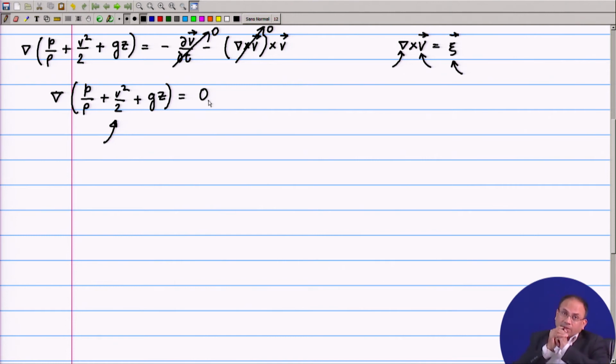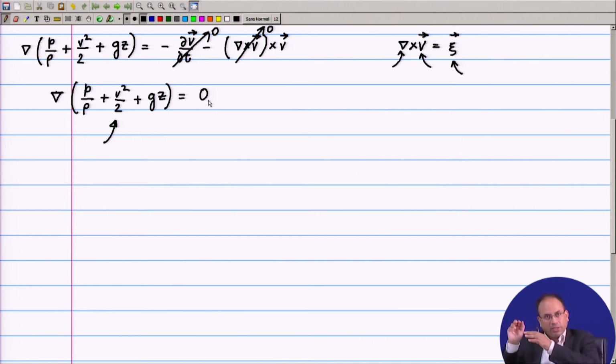Now, similarly, if you think of the gradient of the summation of p by rho, v square by 2, and g z, and I say that the gradient is 0 i, 0 j, 0 k, that is, in any direction you move, there is no change, so there is no gradient. It means then that at the new point also your p by rho plus v square by 2 plus g z, the summation, will stay the same.